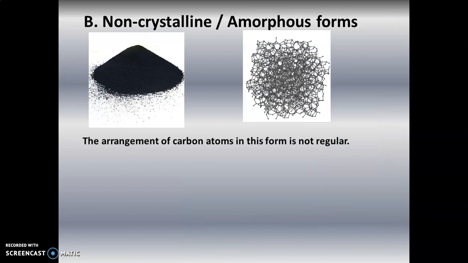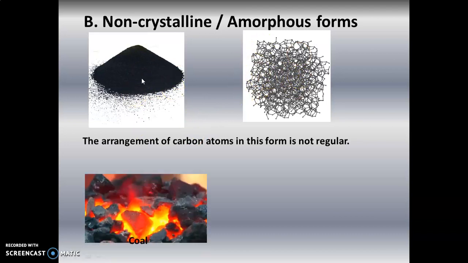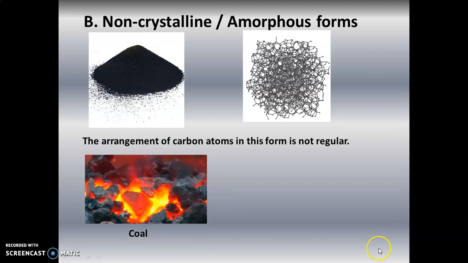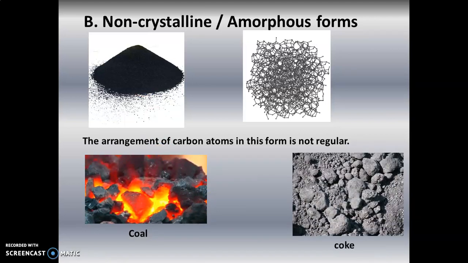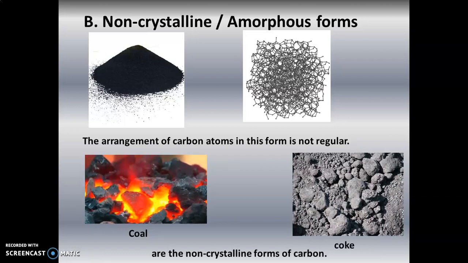Now coming to the non-crystalline or amorphous form, which we know very commonly. Here, as you can see from the structure, the arrangement of carbon atoms is not regular. Okay, so because of this irregular arrangement, it looks like a powdered form. So the examples that we have are coal, coke, and also charcoal. These are the examples that we will be studying. So these are the non-crystalline forms.